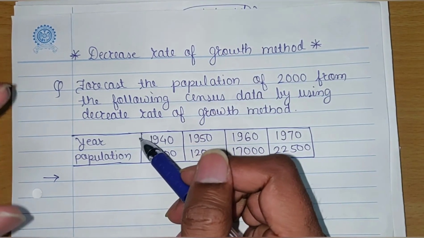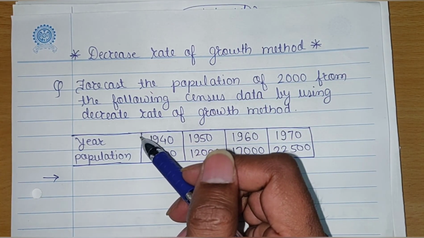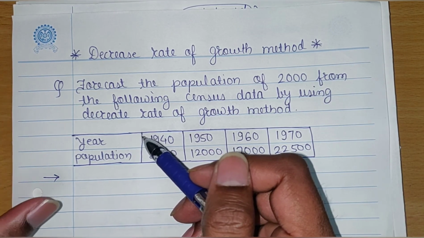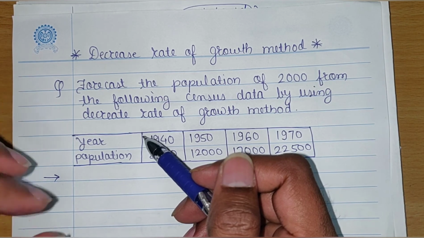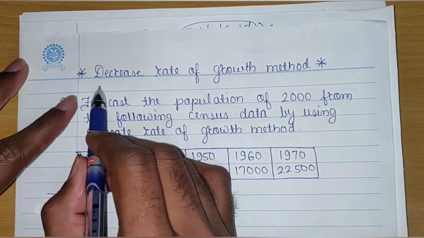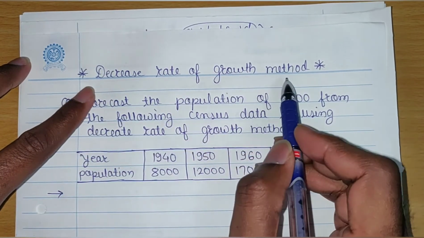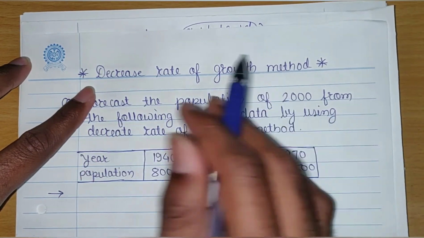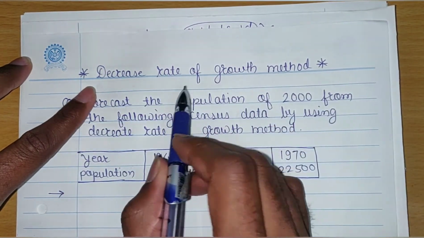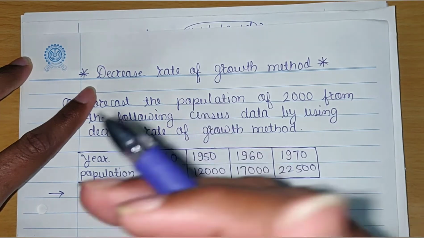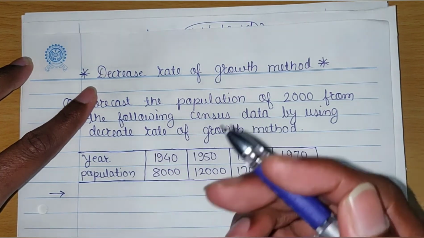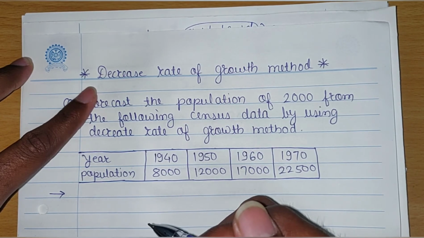This method is suitable for a town whose rate of increase in population is decreasing, or for a city whose population reaches its saturation value. The decrease rate of growth method doesn't mean that the population is decreasing. It means there is an increase in the population, but the rate of increase in population is at a decreasing rate.